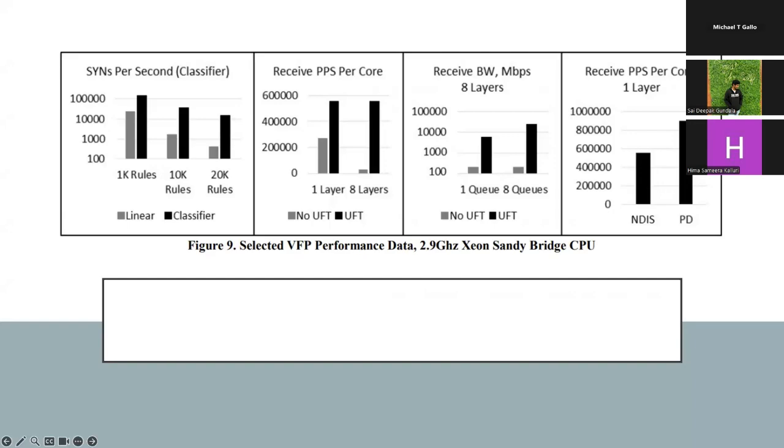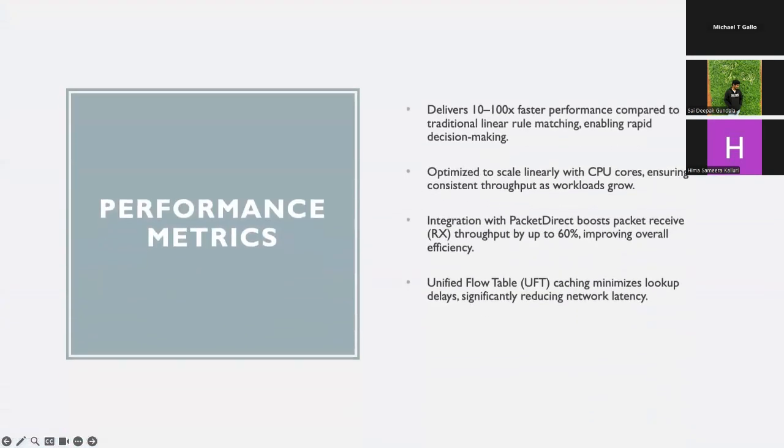Next, coming to the performance metrics. The performance of VFP is drastically improved over traditional linear rule matching, offering up to 100 times faster packet processing. This speed allows for real-time, high-volume decision making, ensuring low latency network operations and more efficient traffic management.